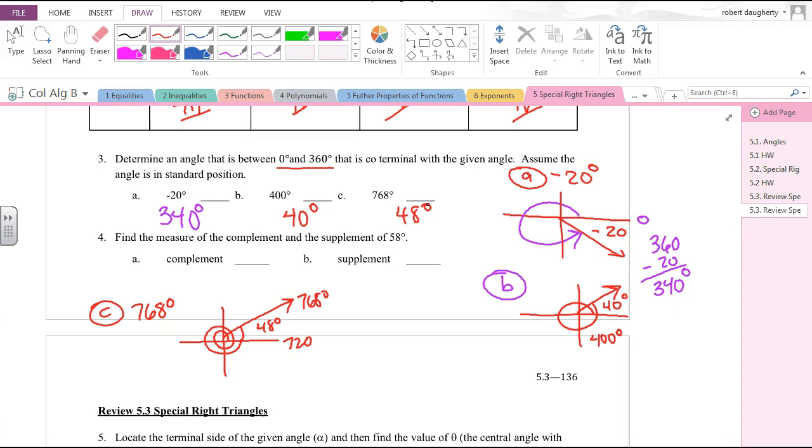Complementary and supplementary angles. The complementary angle of 58, so that's 90 minus 58, that's 32 degrees. The supplementary angle is just 180 minus 58, which is what, no, sorry, back up. So 122 degrees, okay? So a 122-degree angle is a supplementary angle of 58.